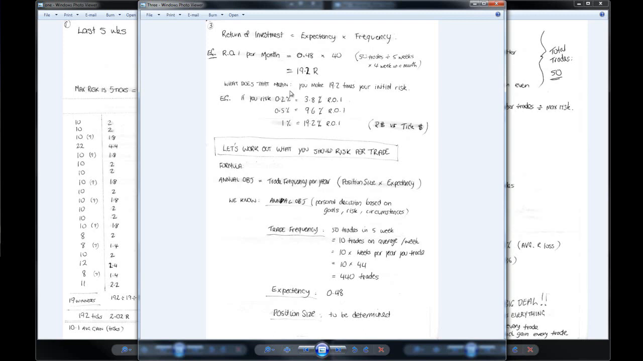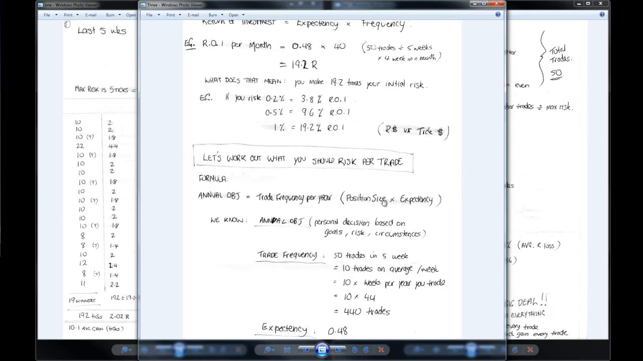What does that actually mean? Well, you can work it out in percentages, obviously. If my risk is 0.2%, every time I take a trade, my maximum risk is 0.2%, well, 0.2 times 19.2 equals 3.8% return a month. Now, there's going to be some months bigger, some months smaller, but when you average it all out, that's what it adds up to be.